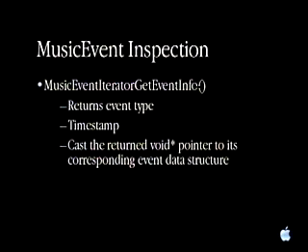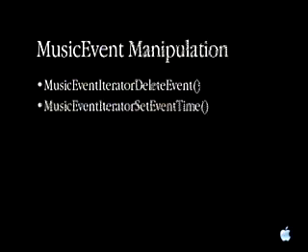Then the music event iterator get event info function can be used to find out what type of event you have at that point. So you can find out what the event type is, what time the event occurs at, and you get a void star pointer which you cast to the appropriate event type to get access to the particulars of that event. For instance, if it's a MIDI note event, you can find out what its note number is, and so on. You can delete an event at the point where the iterator is, or you can change the event's time.